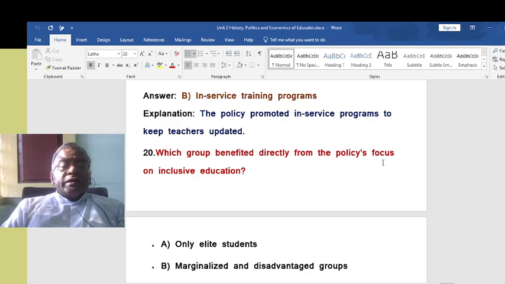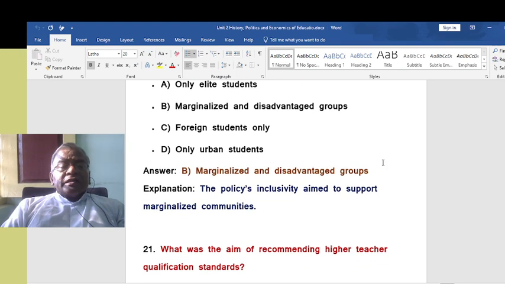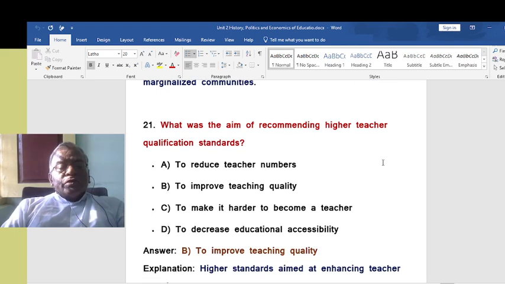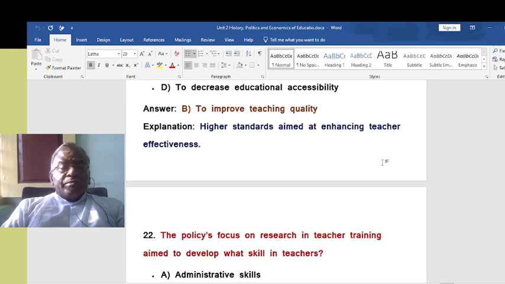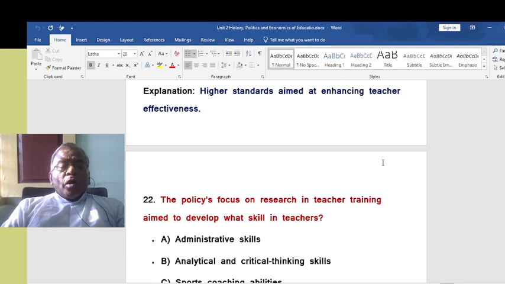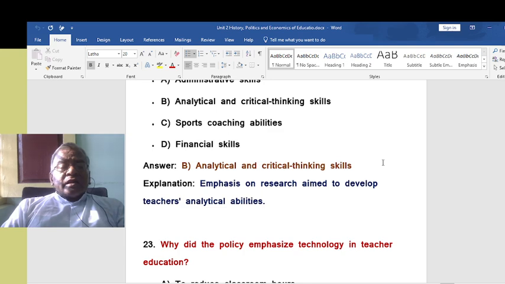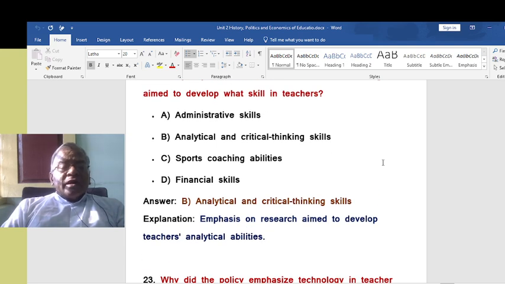Which group benefited directly from the policy's focus on inclusive education? That is marginalized and disadvantaged groups. So marginalized and disadvantaged groups, the policy's inclusivity aimed to support these communities. What was the aim of recommending higher education qualification standards to improve teaching quality? No doubt about it. Higher standards aimed at increasing teacher effectiveness. The policy's focus on research in teacher training aimed to develop what skill in teachers? That is analytical and critical thinking skills. NPE wanted to create these skills in the teachers. Emphasis on research aimed to develop teachers' analytical abilities.